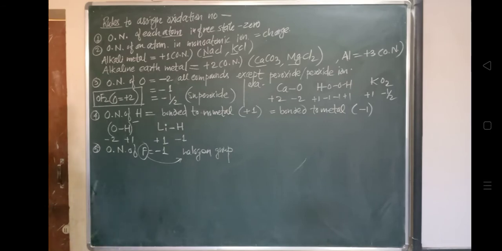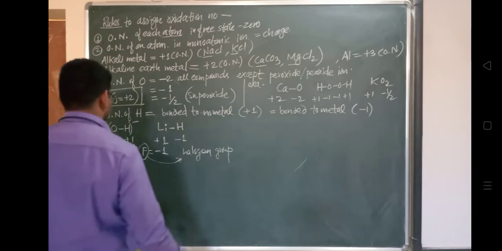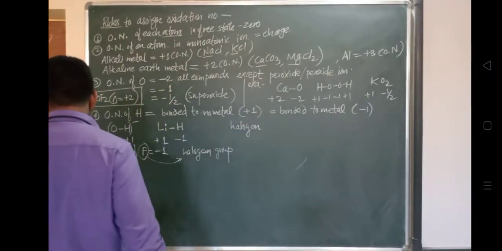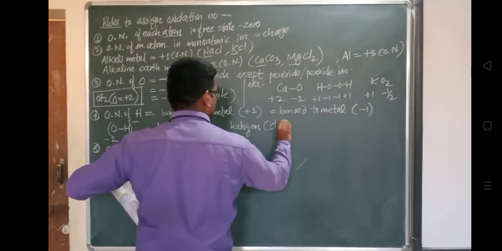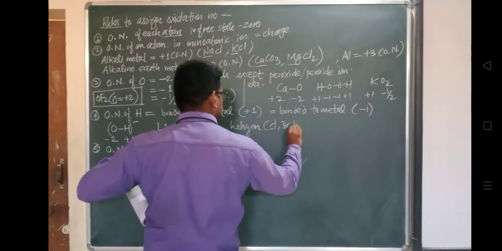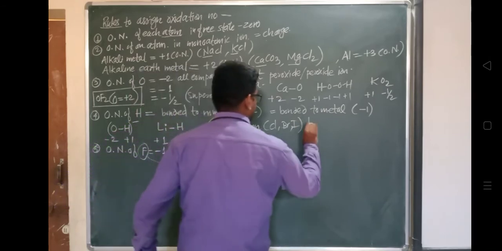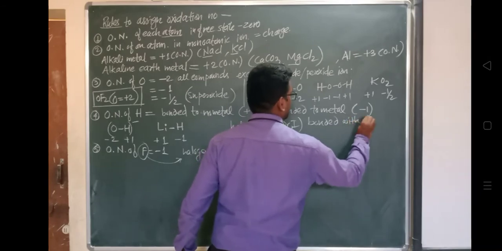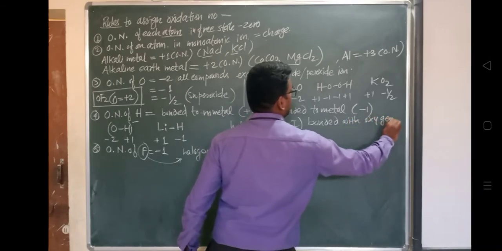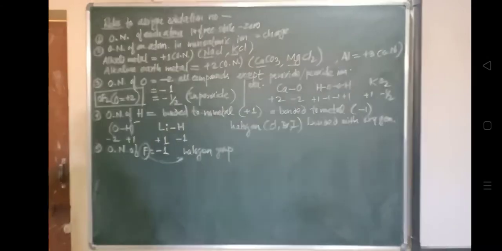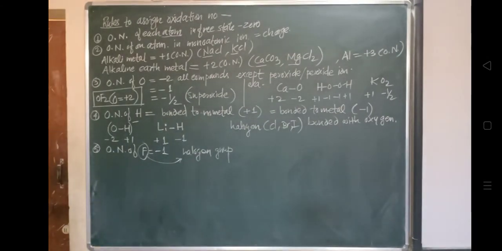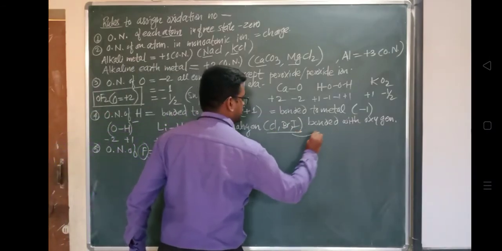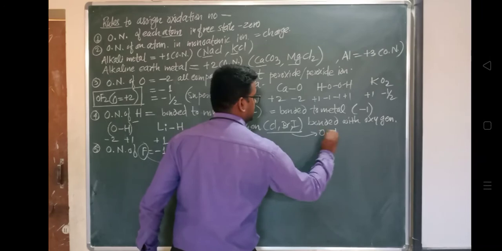Okay, however, in the compounds in which halogen, whenever the halogen like chlorine, bromine, iodine is bonded to oxygen, जब भी ये bonded होते हैं ऑक्सीजन के साथ, then the oxidation number of halogen is +1. Okay, the oxidation number in this case is +1.